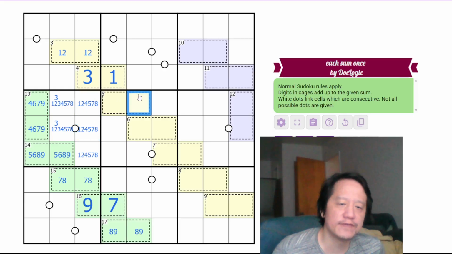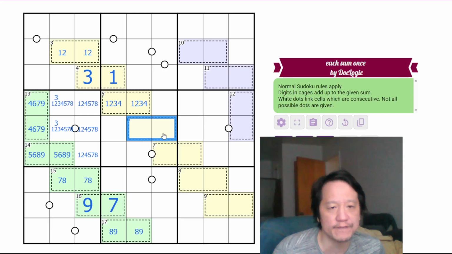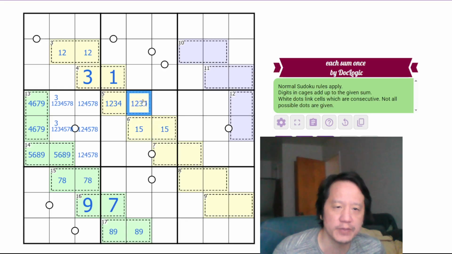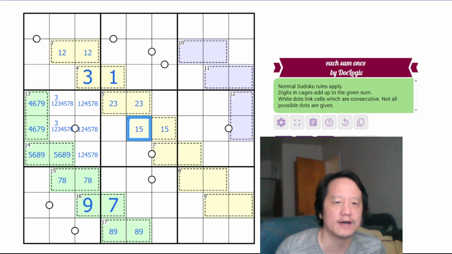Adding up to 5, it's either 1, 4, or 2, 3. Adding up to 6 is either 1, 5, or 2, 4. If you have 2, 4 here, though, that would eliminate all possibilities for the 5 cage. So this can't be 2, 4, it must be 1, 5 as a pair, which eliminates 1 and 4 as a possibility for the 5.